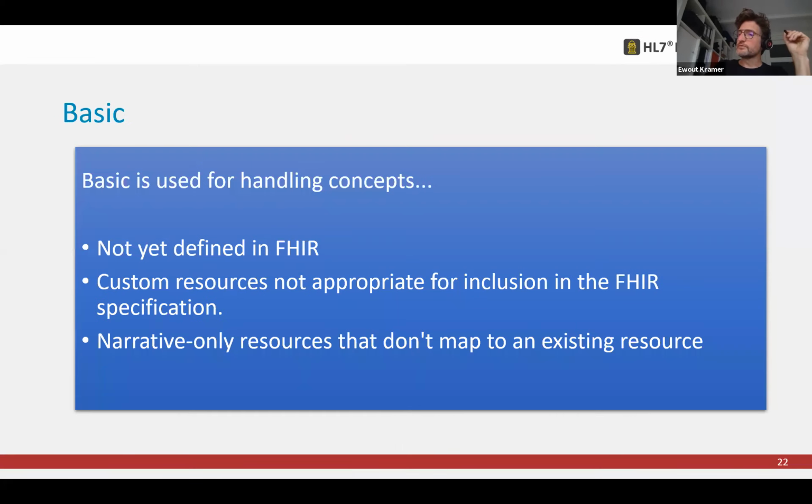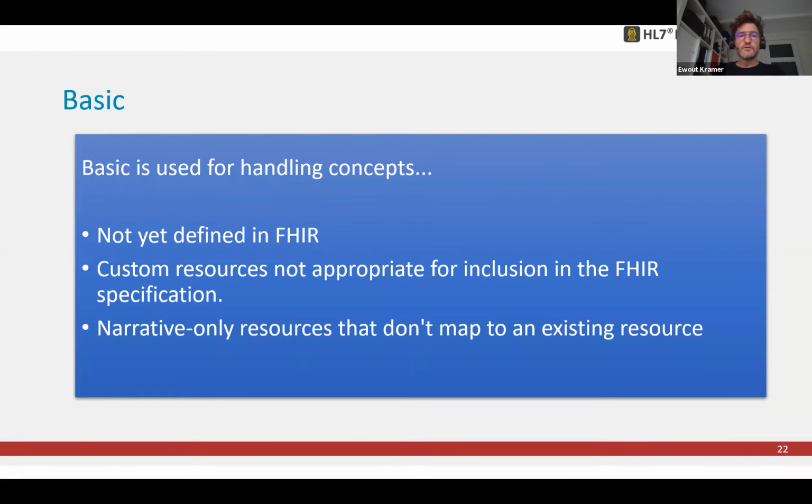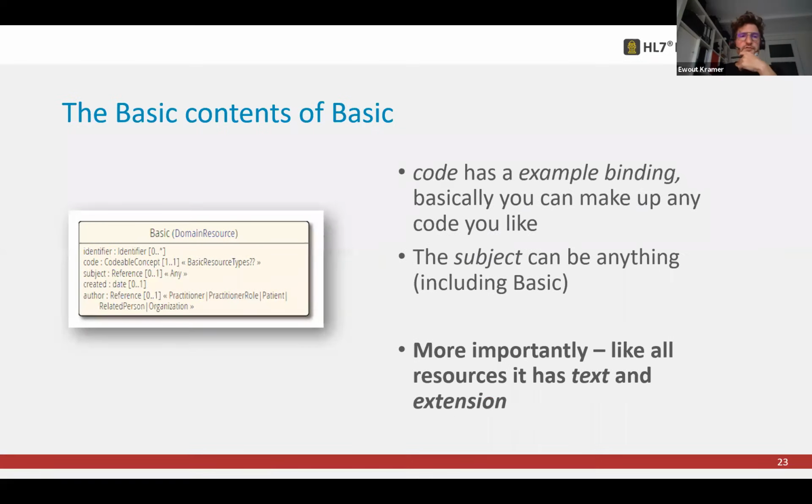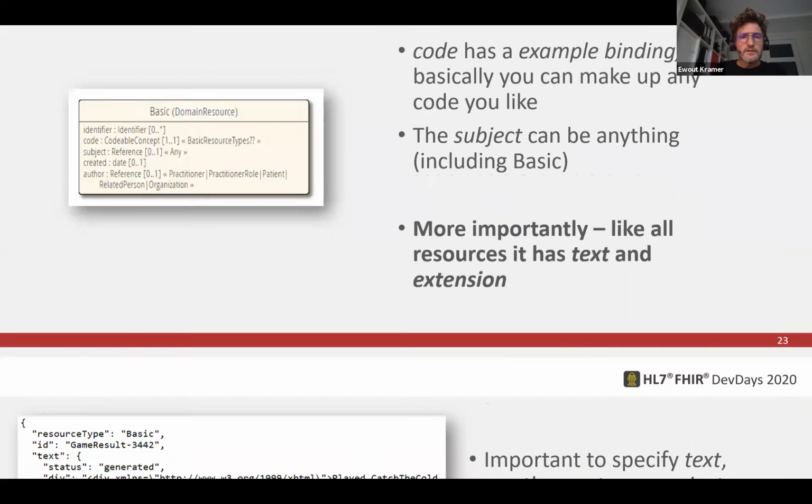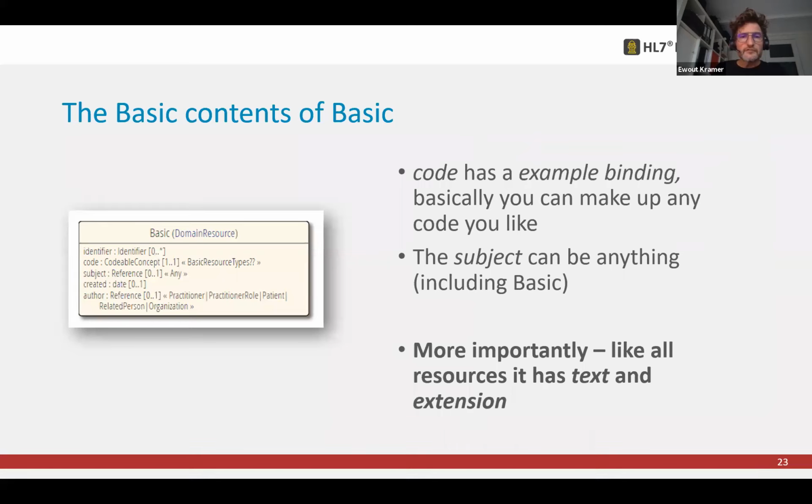I'd like to deal with Basic for a second here. The Basic resource is used for handling concepts that are not yet defined in FHIR. So instead of saying, oh, now I can't communicate it, what you could do is use the Basic resource. And you can see it doesn't have a lot of data. It has a subject and it has a code with an example binding that specifies what kind of resource this is, so you can make up one yourself.